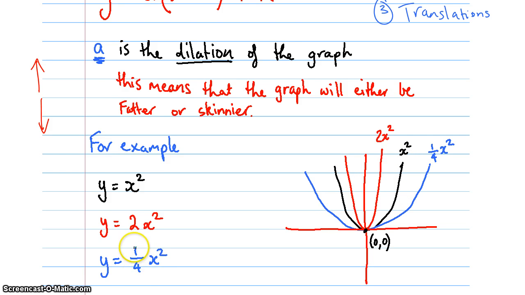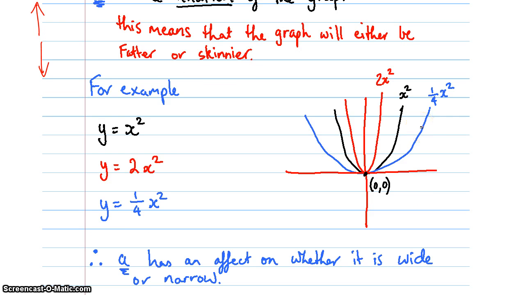Now, if A is a quarter, for instance, it means that after I substitute the x value in, I'm going to multiply it by a quarter. So it essentially means that every y value is now a quarter times as big as it was before. So instead of being along here, it's actually now a quarter of the size. Instead of being there, it's now a quarter of the size. So this one looks a little bit fatter, if you like. It's been squashed towards the x-axis this way.